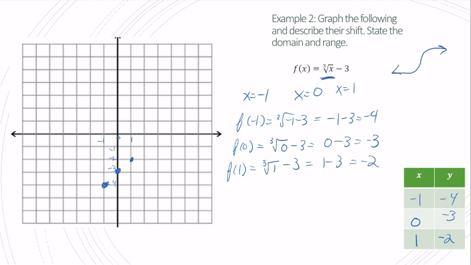If I wanted to, I could find a couple more values. The next few perfect cube roots would have been 8 and -8, but it's going to look like this. So I could describe this as it has been shifted down 3, and my domain and range are both all real numbers.